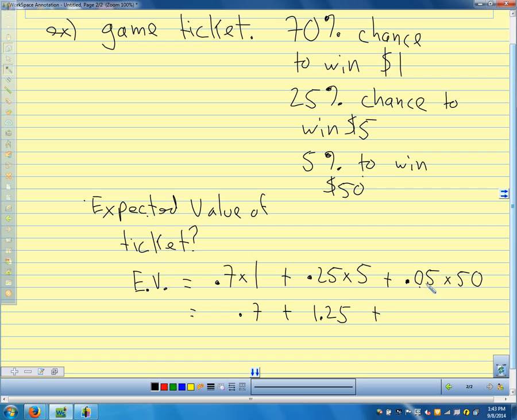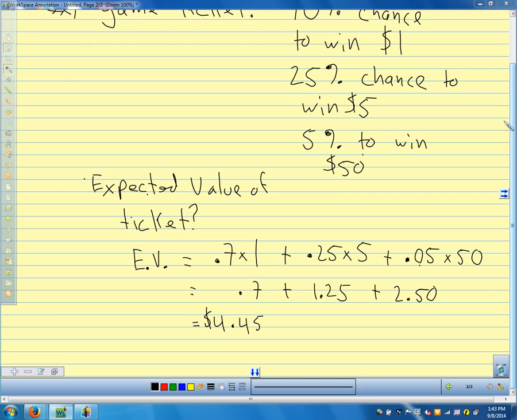plus 0.05 times 50 is 2.50. Add those together and we get $4.45. So in the long run, what you would expect is that ticket is worth about $4.45. Sometimes you might win, sometimes you might lose, but in the long run, you'd end up getting about $4.45 for a ticket.